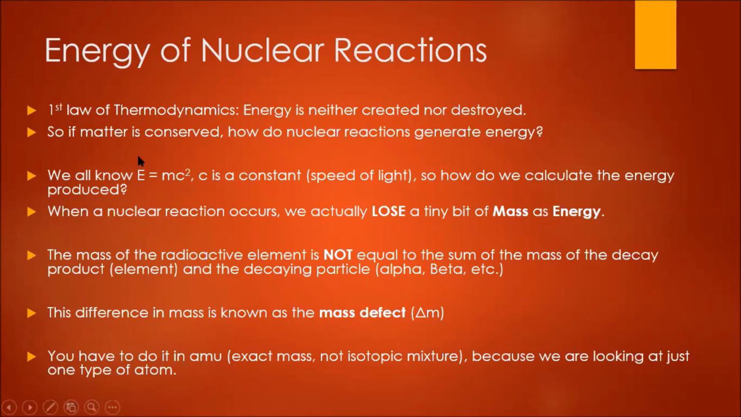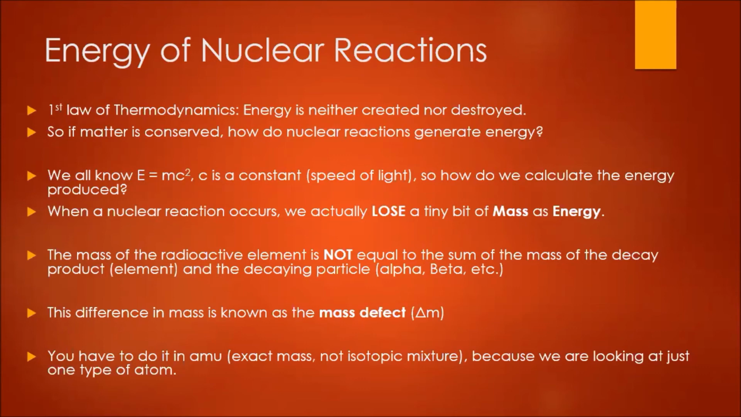Well, we all hopefully know E equals mc squared. That energy is mass times the speed of light squared. How do we calculate the energy produced? Well, when we actually add up the mass on both sides, we see we lose a tiny bit of mass as energy.